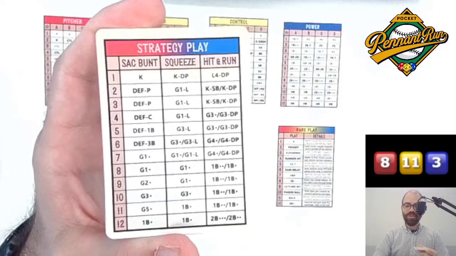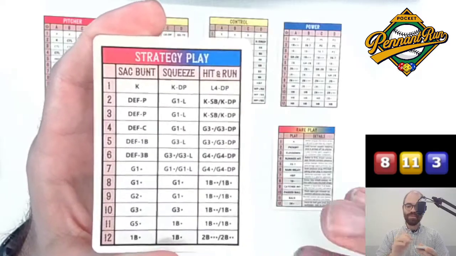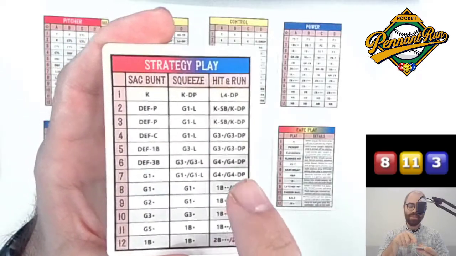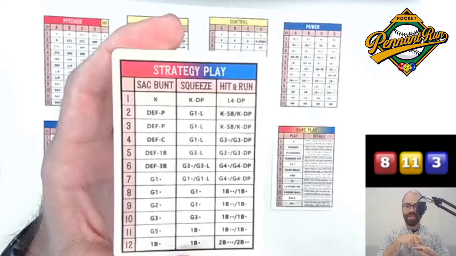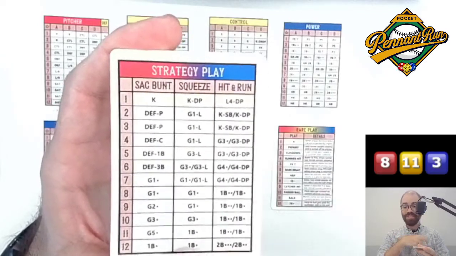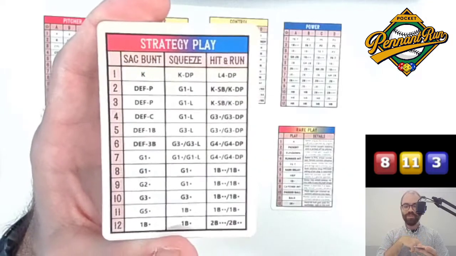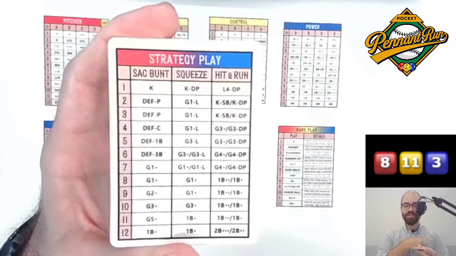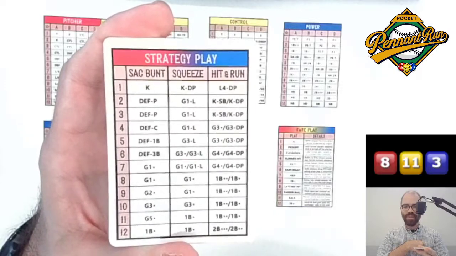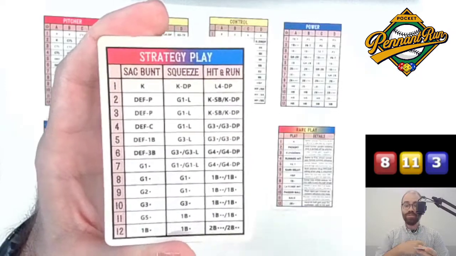A little bit clearer on this, essentially, just to reiterate, the result before the slash is if the runner is safe and has a good jump, and the result after the slash is if the runner is out, or in essence, has a poor jump off first base. So that's everything on the strategy play chart.